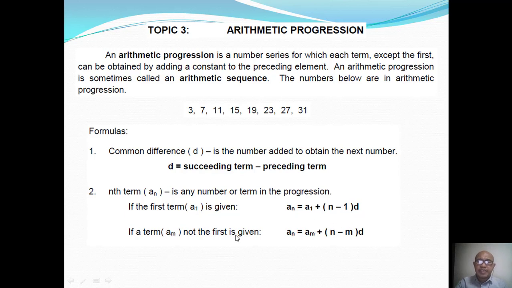If the first term is not given, but there is any mth term in the progression, the nth term a sub n can be expressed as a sub m plus n minus m times d.